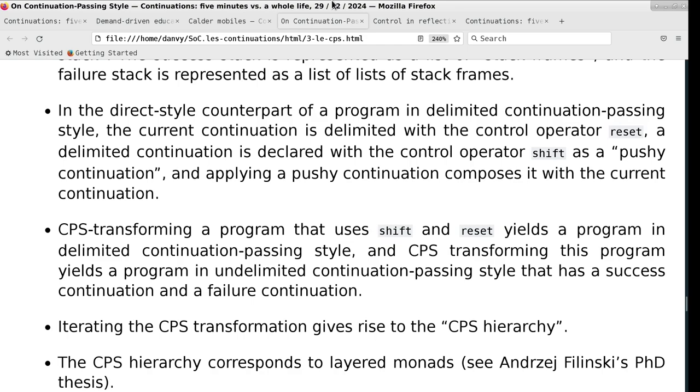In the direct style counterpart of a program in delimited continuation-passing style, the current continuation is delimited with a control operator reset. A delimited continuation is declared with a control operator shift as a pushy continuation, and when you apply a pushy continuation, you compose it with the current continuation.